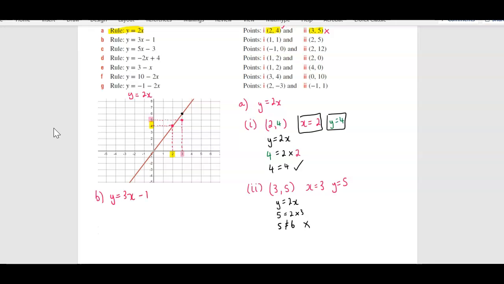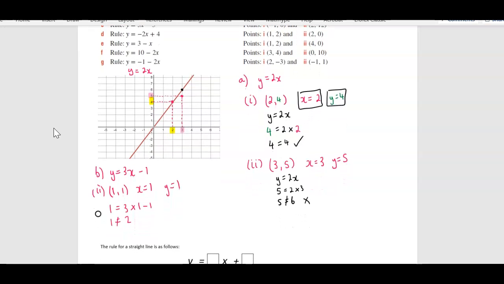So 3x minus 1. For the first one, we're checking if the point 1, 1 is on the line. So that's x equals 1, and y is also equal to 1. So I just substitute them into the rule. 3 times 1 is 3, minus 1 is 2. So 1 is not equal to 2. So that point is not on your line.